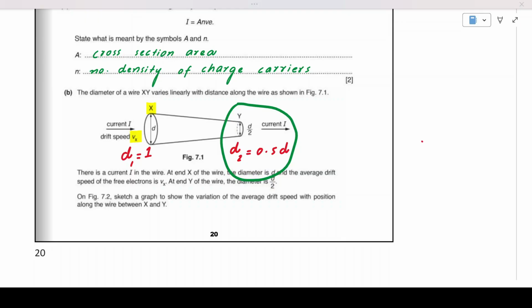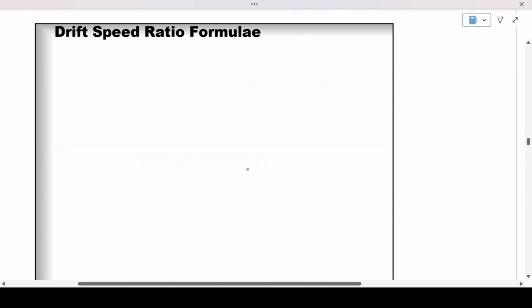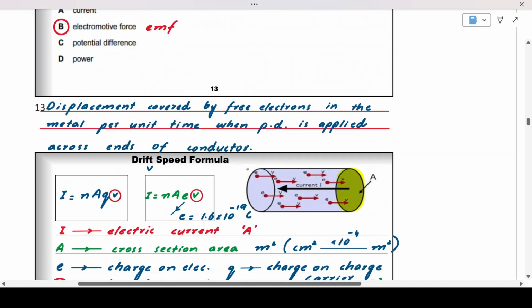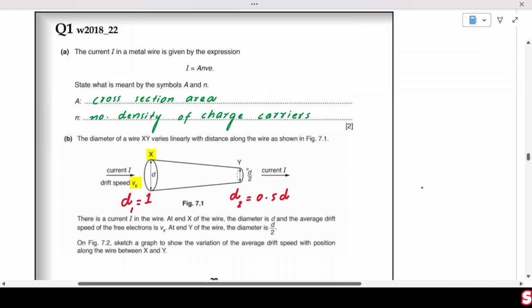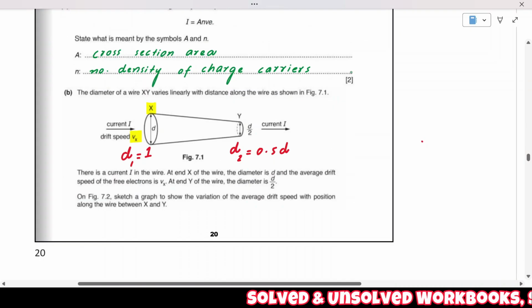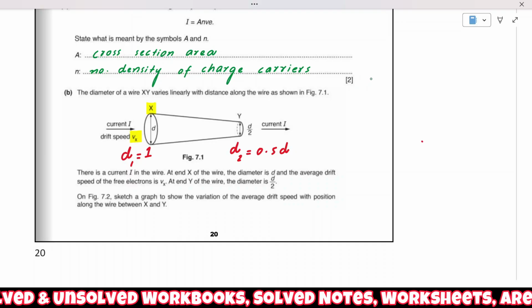2 times. We are tempted to say 2 times, but 2 is not the answer. Not 2 times. 4 times, says Muhammad Abdullah Hassan, okay. The drift speed will increase 4 times, gentlemen, because if you take a look at the ratio formula, we have the square in the ratio formula. So if the diameter is reduced to half, the drift speed would be increased 4 times. You can use the ratio formula V1 over V2 equals D2 square over D1 square.